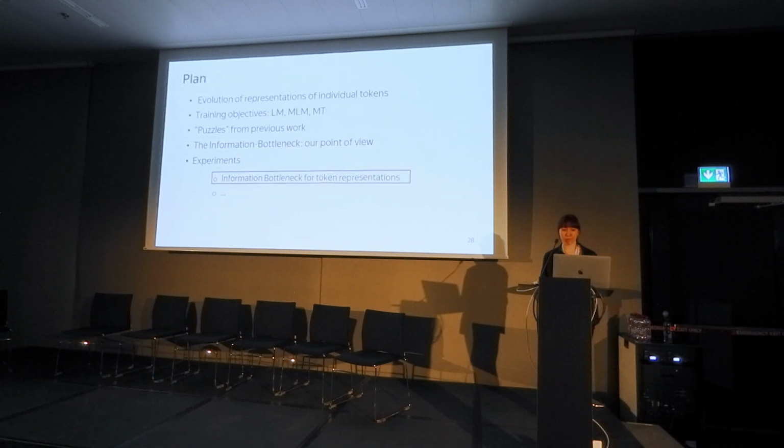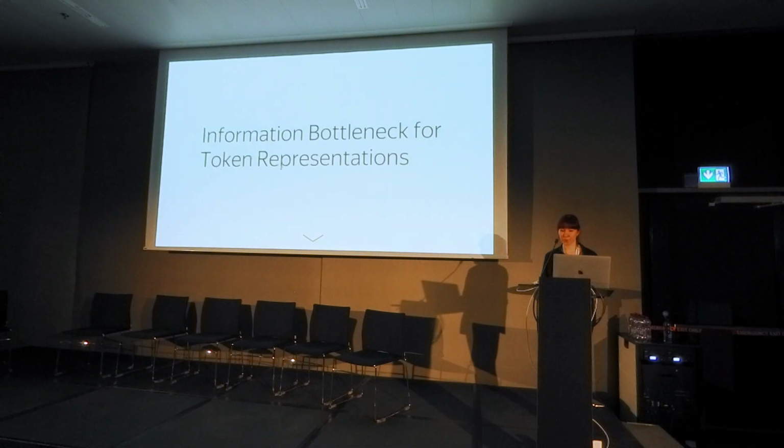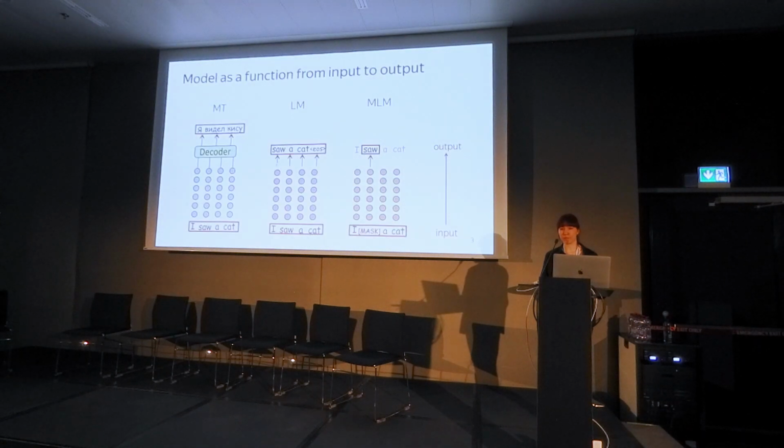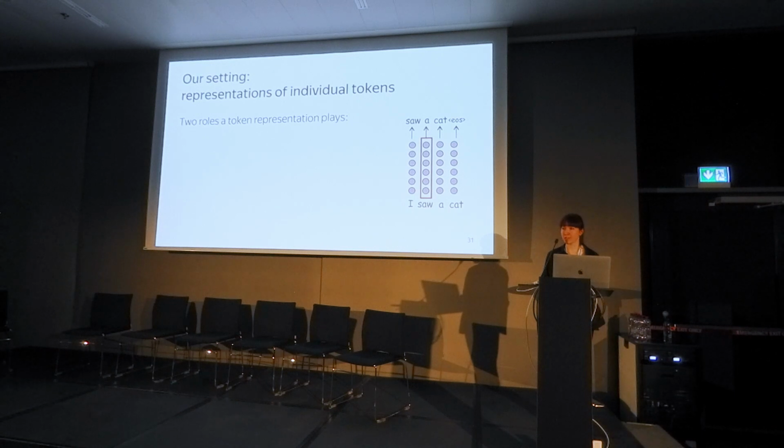So now we'll try to look at the evolution of token representations from the information bottleneck perspective. Here we also view each model as learning a function from input to output. But we look at representations of individual tokens, not the entire input. It means that our situation is much more complex than we discussed earlier. In our setting, information which is retained in the representation of a token is induced due to the two roles it plays. First, predicting the output label from top-layer representations, and second, preserving information necessary to build representations of other tokens.